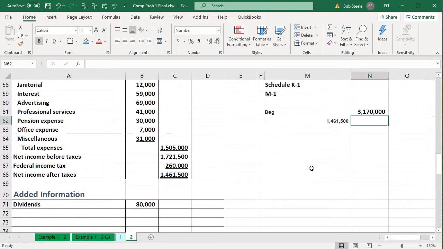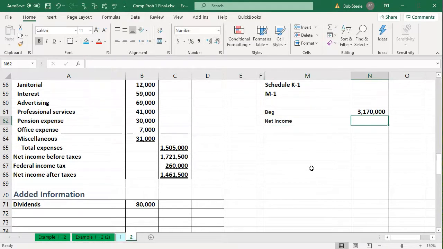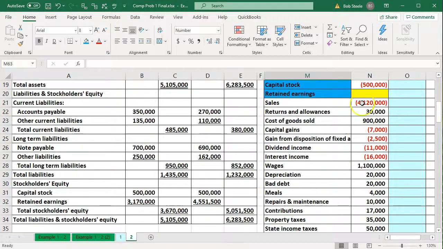There's the net income. Let's say it should go up by net income, and that's going to be equal to what's on the income statement. And notice we have that reflected already because that's all these numbers down here. That's the net income right here.